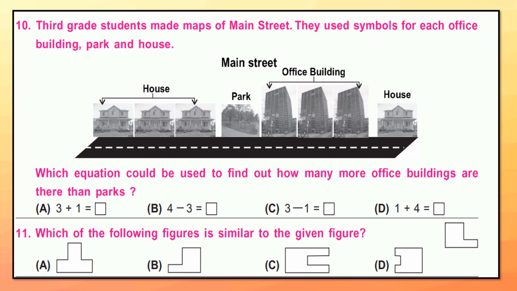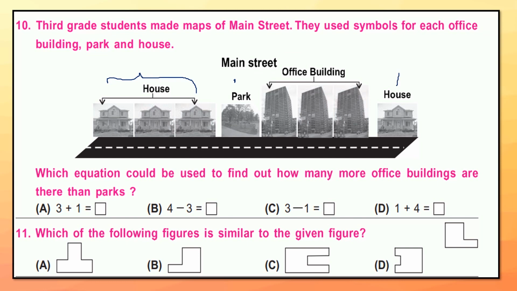Question number 10. Third grade students made maps of Main Street. They use symbols for each office building, park and house. So we can see the map here. So there are 3 houses, 1 park and 3 office buildings and 1 house.